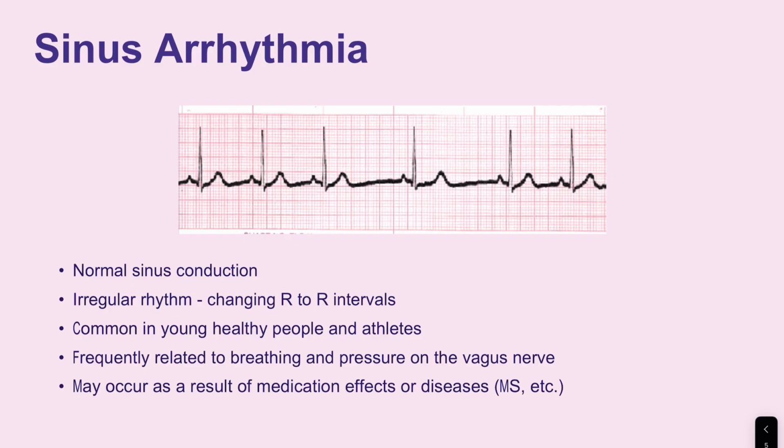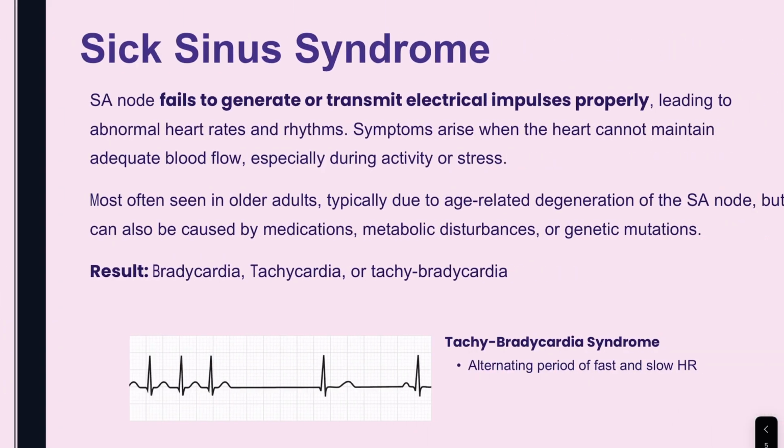And then we have sinus arrhythmia. This is when you have normal sinus conduction, but you have an irregular rhythm. You've got changing R to R intervals. Common in young, healthy people and athletes, frequently related to breathing and pressure on the vagus nerve, and it may occur as a result of medication effects or different diseases.